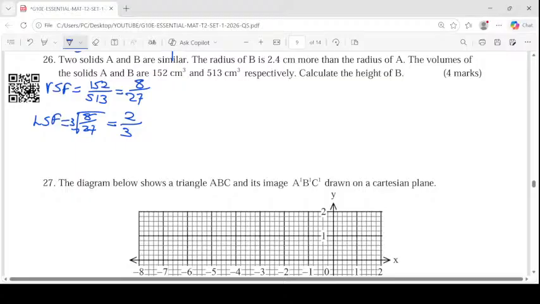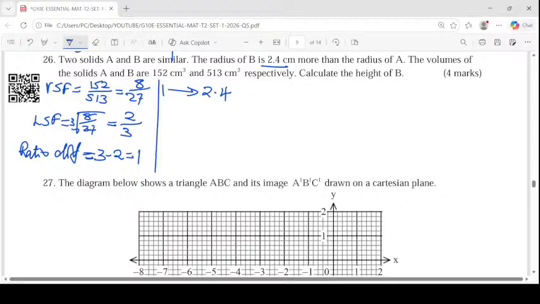Now with the linear scale factor, we are being told that the radius of B is 2.4 more than that of A. Let me get the ratio difference. The ratio difference here is 3 minus 2, which gives a ratio difference of 1. So this ratio difference of 1 represents the difference, which is 2.4.